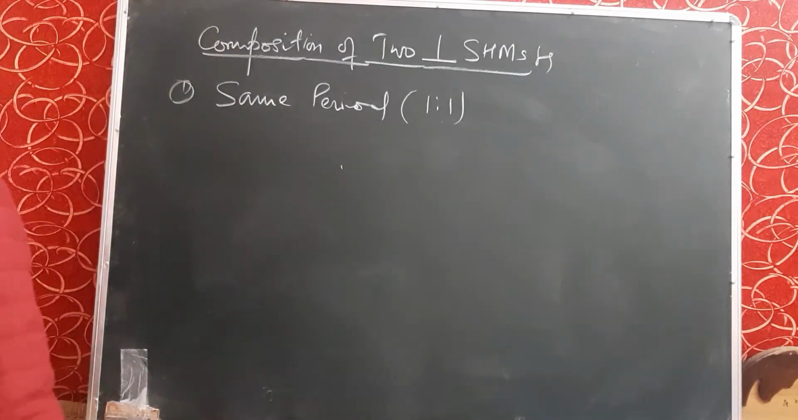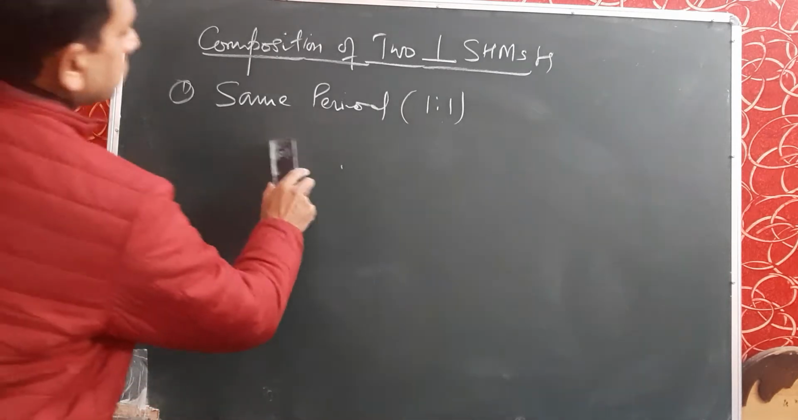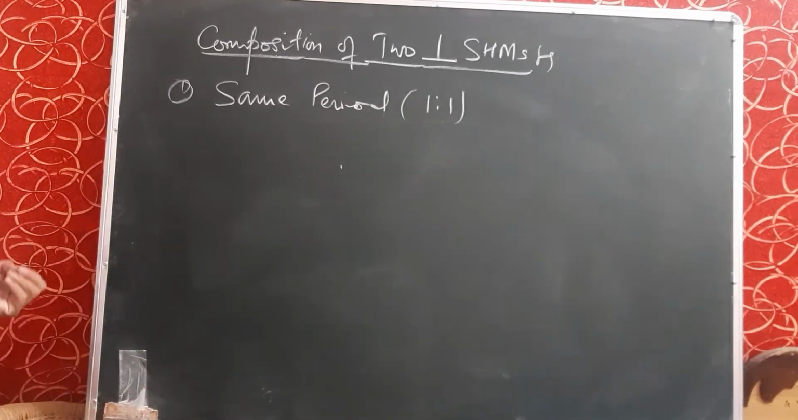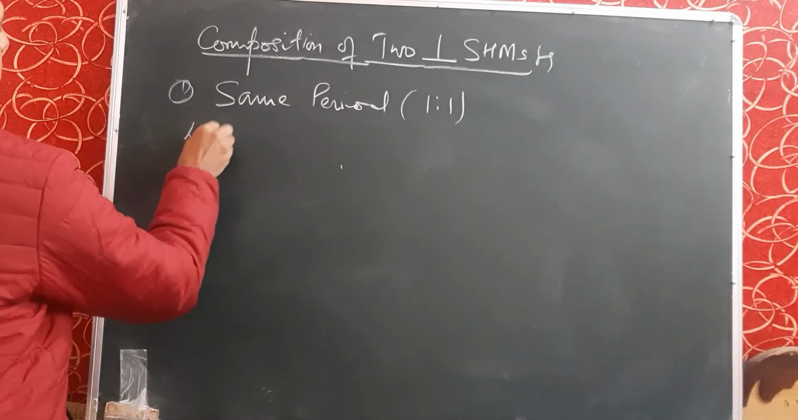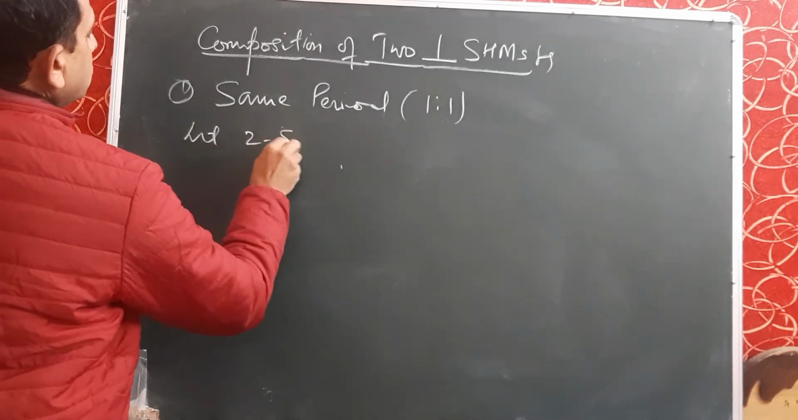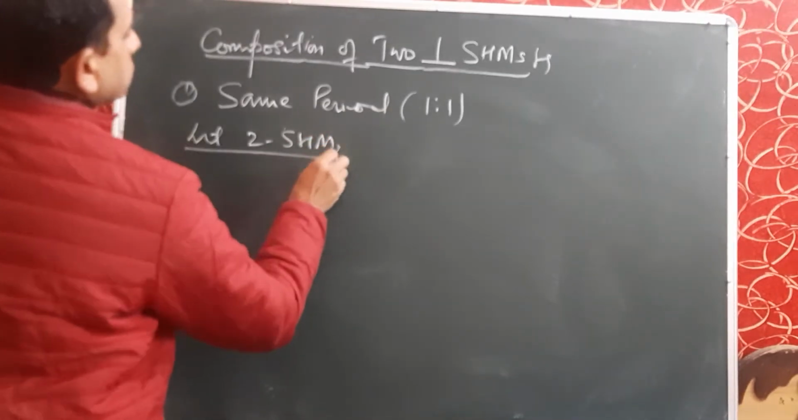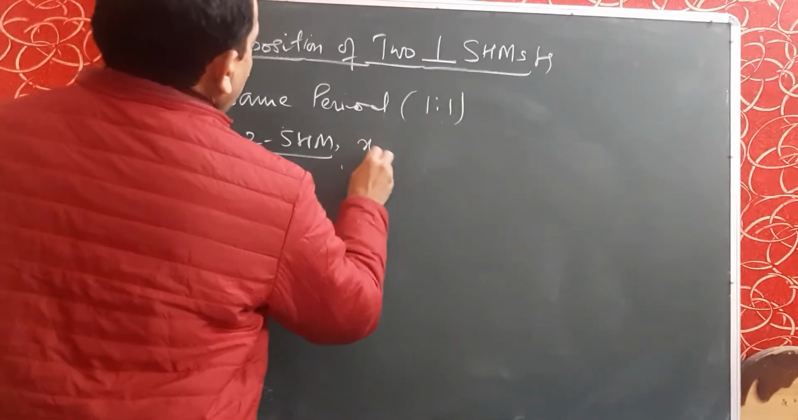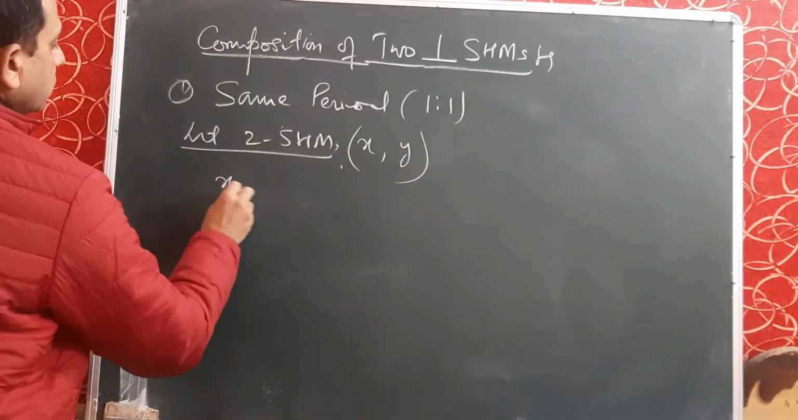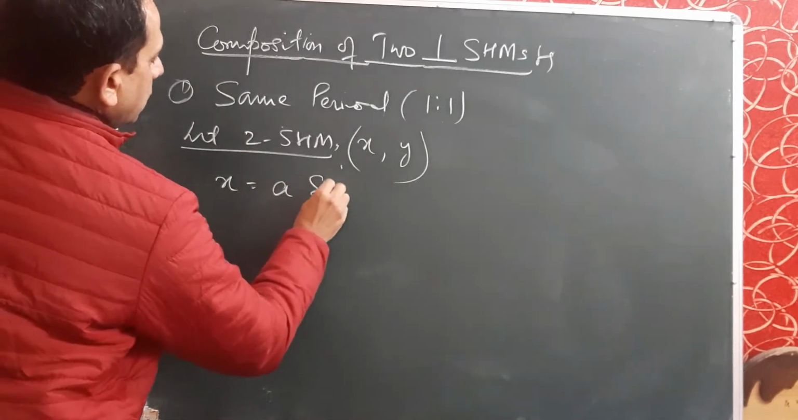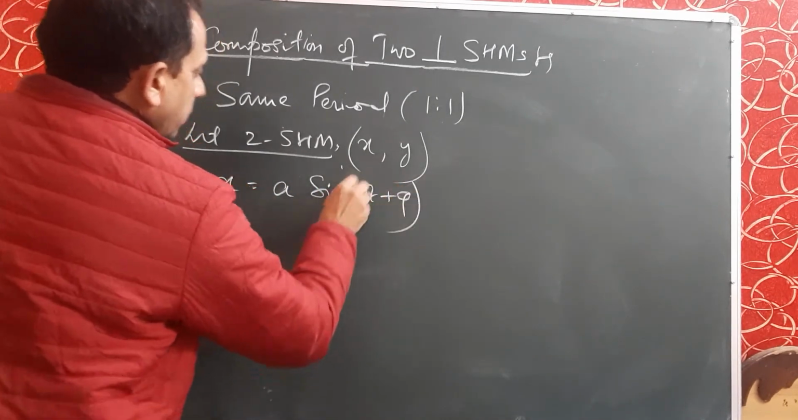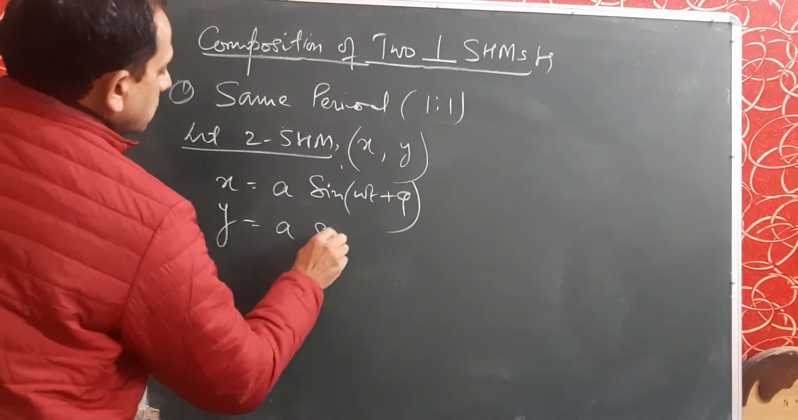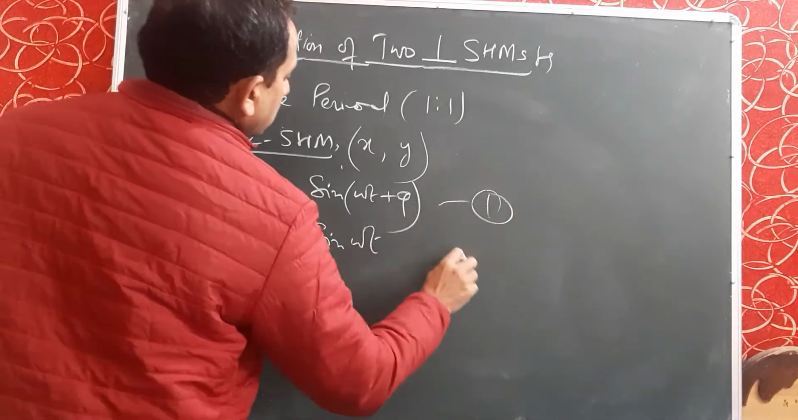So, first we will study the composition of two perpendicular simple harmonic motions having the same time period, that is 1:1 ratio or same time period. So, let two simple harmonic motions be written by x and y, where x is equal to a into sine of omega t plus phi, and y is equal to a sine of omega t.